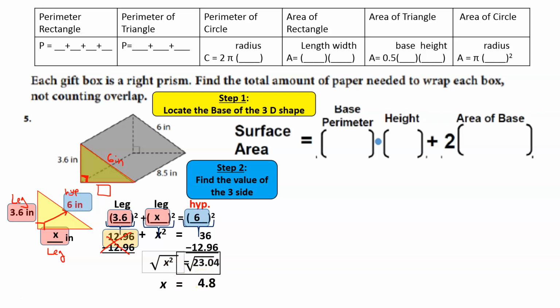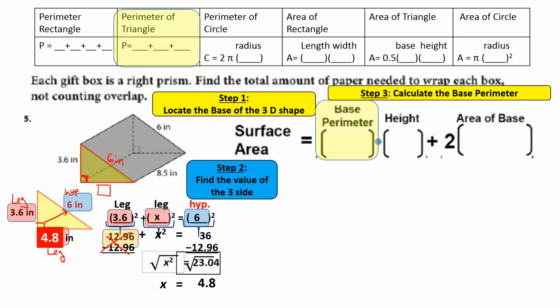You're like, why did I have to figure this out again? Because we need to find the perimeter of this triangle. We can only do that if we can add up all those sides. So now that we know them, let's calculate our base perimeter. Let's go ahead and add up all three sides. 3.6, 6, 4.8. What would that be? 14.8. The height would be about 8.5. So put that there. And then our area of our base.